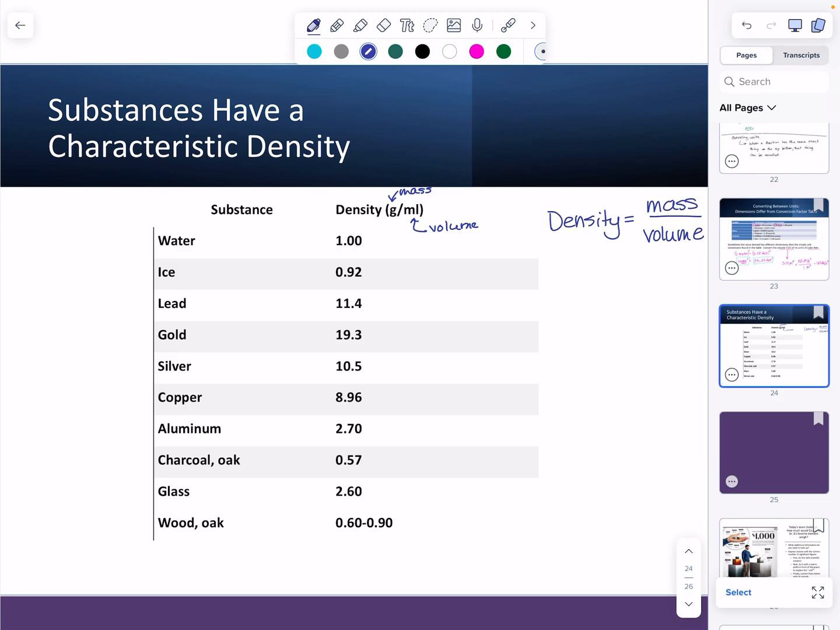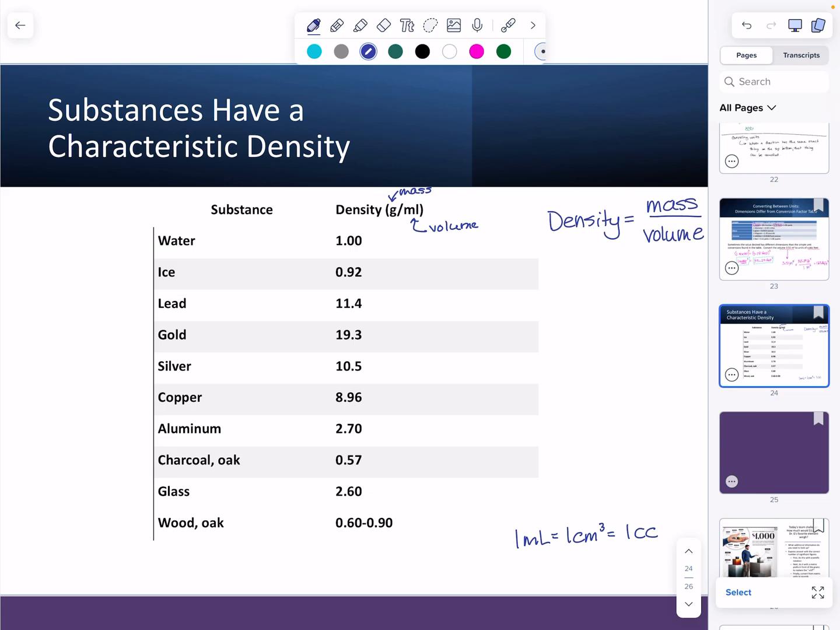In medical applications, the unit of milliliters is often replaced with cc's, which stands for cubic centimeters. A cubic centimeter is the same thing as a milliliter. So occasionally you'll see densities listed as grams per cubic centimeter. Just to let you know, 1 milliliter equals 1 centimeter cubed. And again, in medical situations, especially with injectables, you'll see the abbreviation cc used, and that just means cubic centimeter.